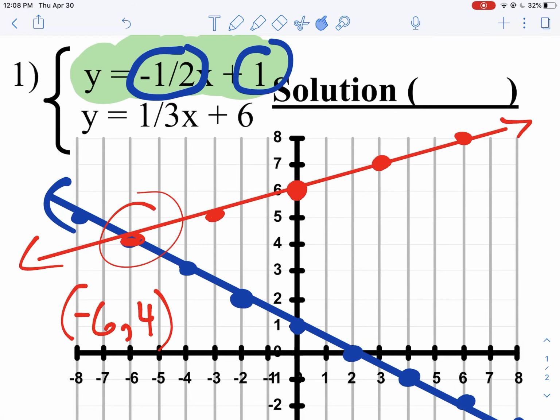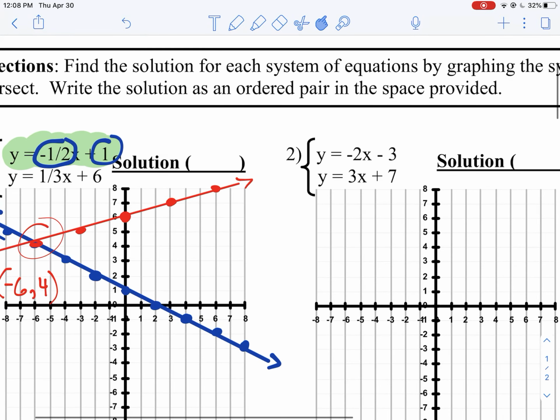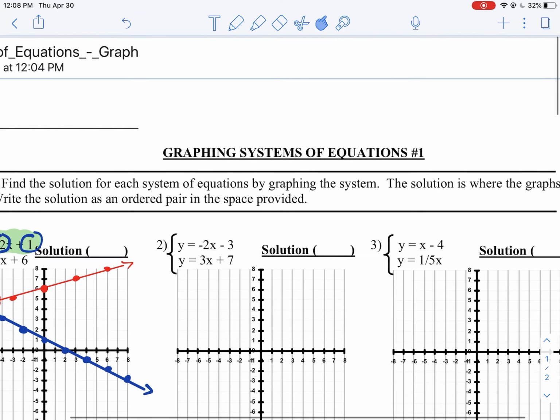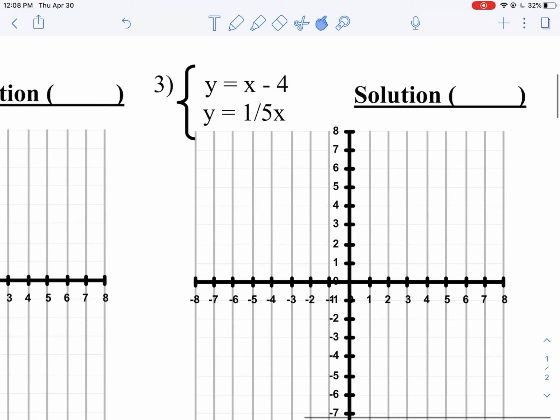So those are a few things to watch out for. Watch out for negative slopes, making sure that your lines are going in that negative direction, and then looking out for that solution. I'll try another one that seemed to give people some trouble. Number 3 here. This is one where people struggled a little bit. So we'll start out with our first one.